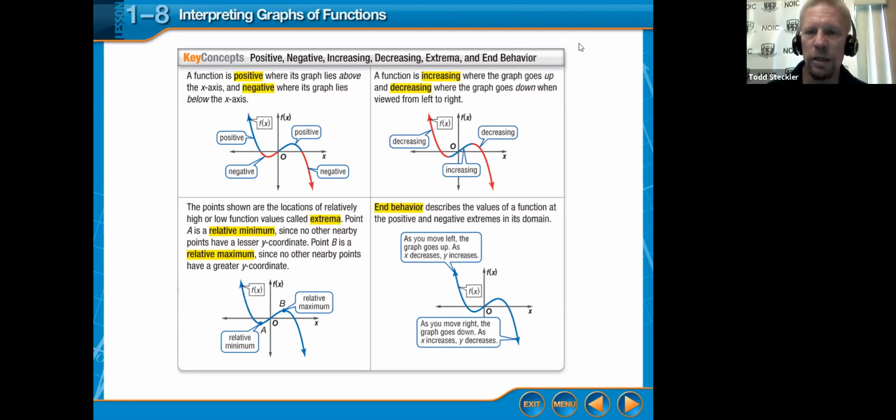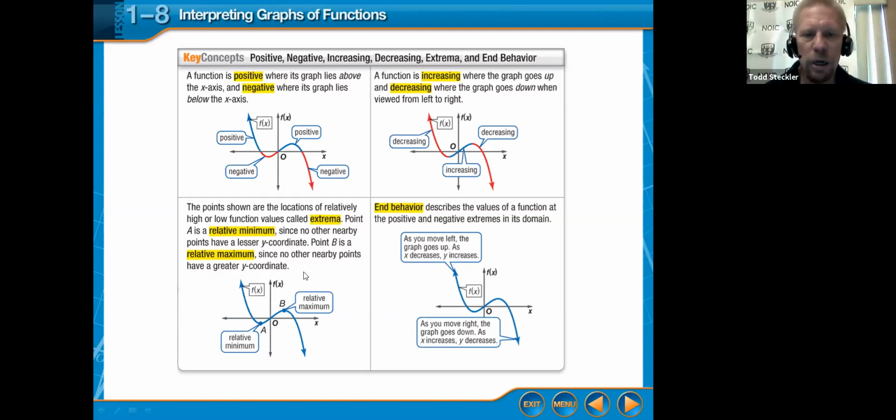And again, when we talk about increasing and decreasing, we require going from left to right. So when you go from left to right and the graph is going up to the right, like it is here in blue, that's an increasing interval. And when the graph is going down to the right, like the red, that's decreasing. There are two red decreasing intervals that are going down to the right.